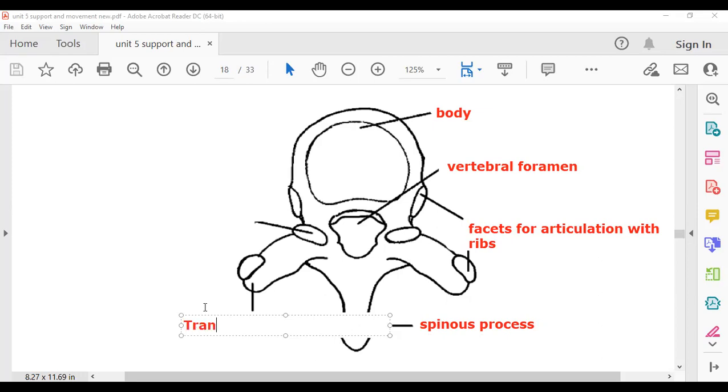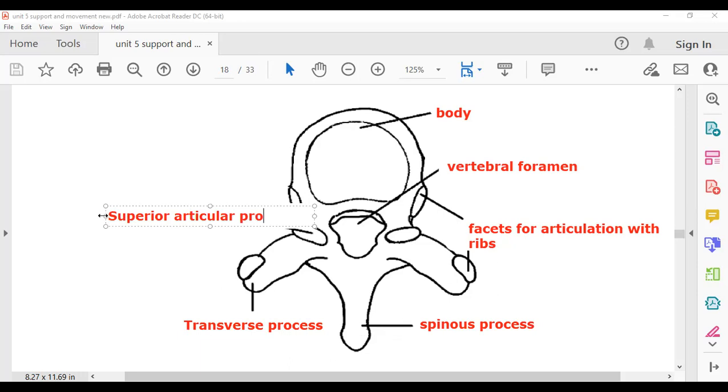Okay, what is this? Transverse process, a normal one, correct? And what is this? Superior articular process, with a facet for articulation with the adjacent vertebra. This is the Sri Lankan type of labeling.